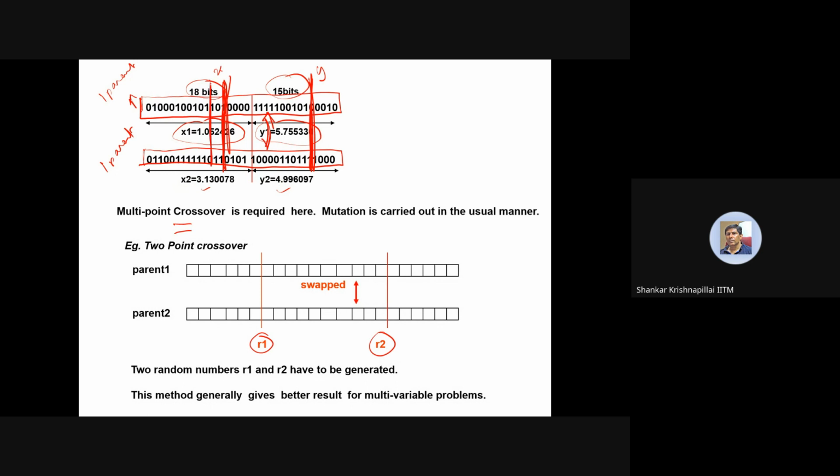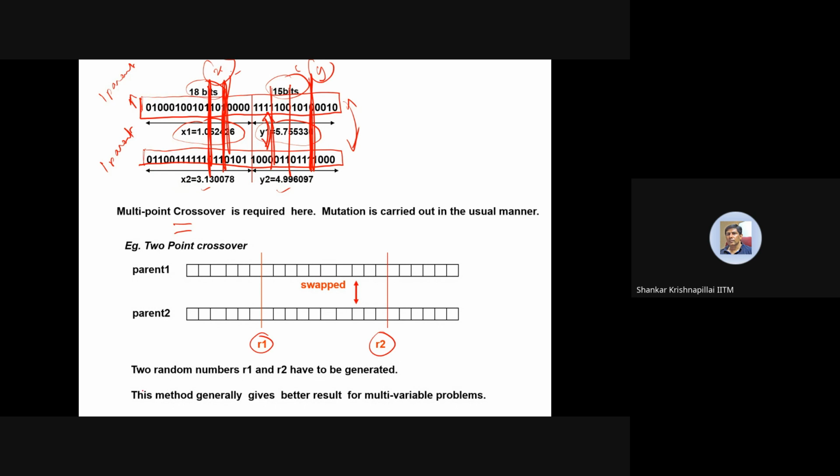Suppose both the cuts pass through X. Then when you swap, the Y coordinate will not change, because the Y coordinate is not cut. So that is one problem with binary genetic algorithm. If you have multiple variables like X, Y, you have to make a sufficient number of cuts so that the cuts will occur in both X and Y coordinates.